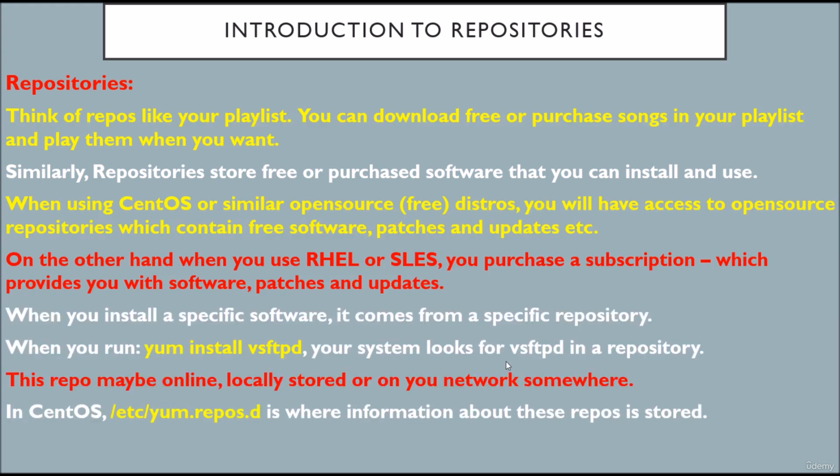When you install a specific software, it comes from a specific repository. When you yum install a particular software, such as VSFTPD, your system looks for VSFTPD in a repository. This repo may be online, locally stored, or on your network somewhere.